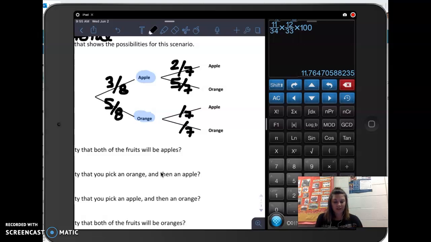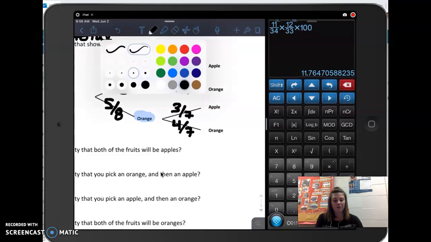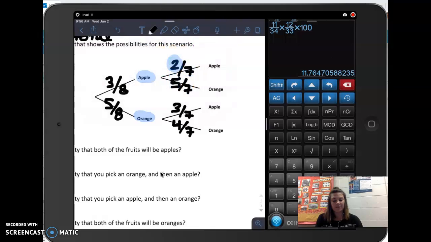Now, if we go down the other way and we took out an orange first, then there used to be 5 oranges, and now there's only 4 oranges. And there are still 3 apples left, because we took out an orange and not an apple. One way you can also check your answer here is that these two numerators need to add to the denominator. So 5 plus 2 is 7, so I know that's correct. And 3 plus 4 is 7, so I know that's correct as well.